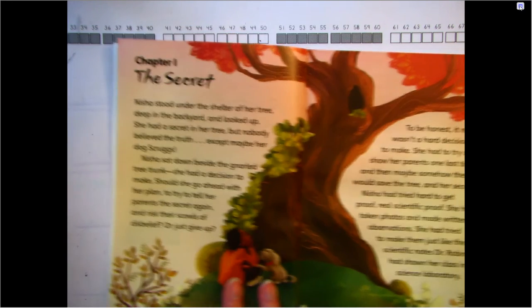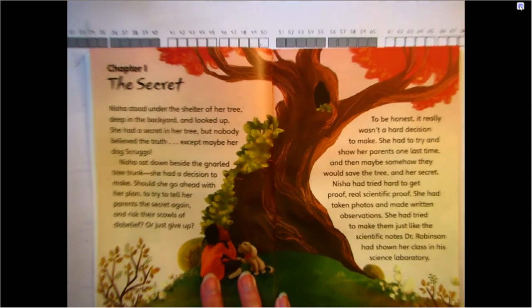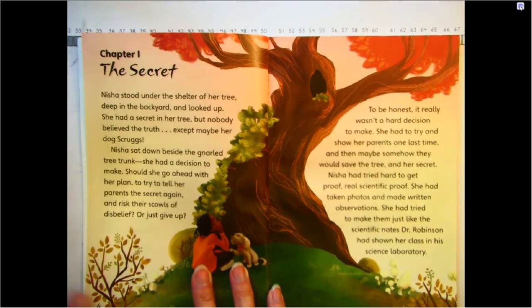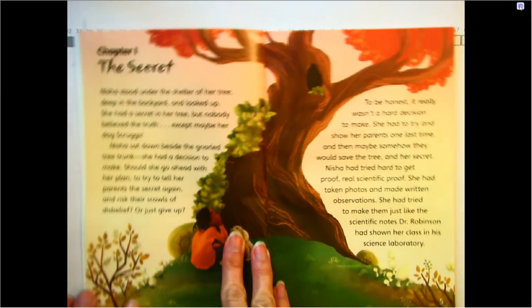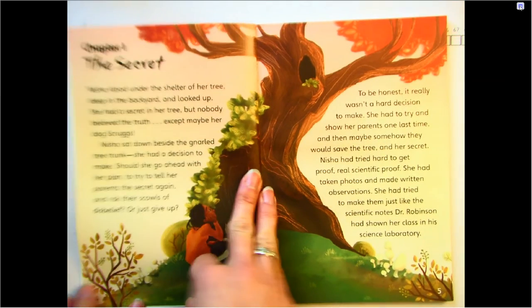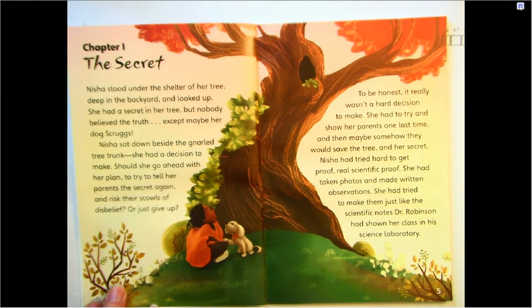Okay, so sit back, get comfortable, focus, and listen to the story. And again, thinking about Nisha, right? What kinds of things is she worried about?